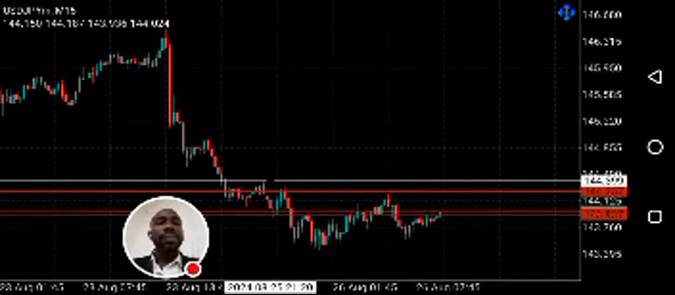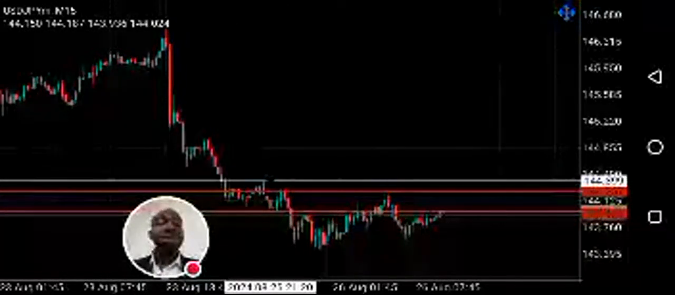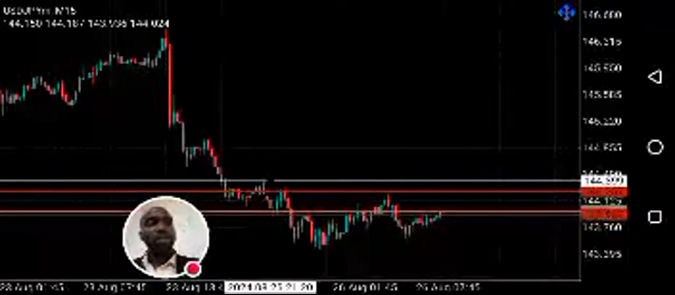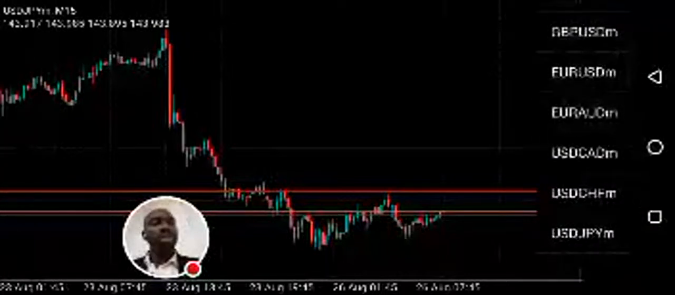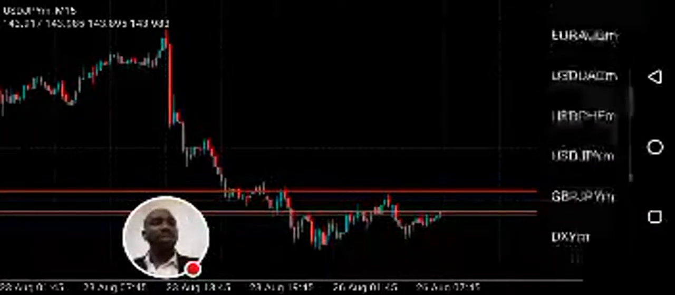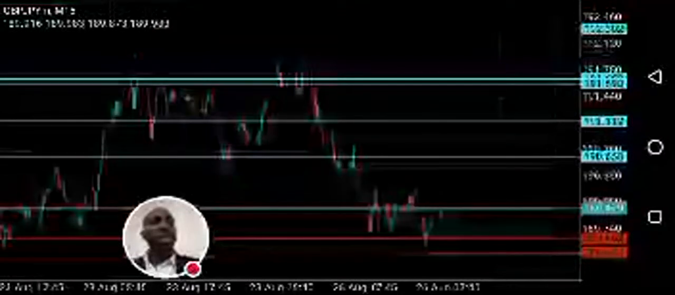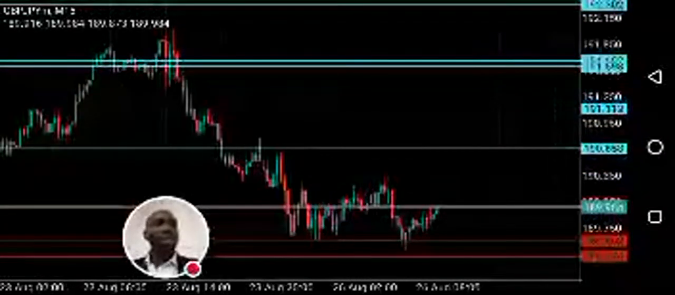My bias on GBPJPY is, USDJPY sorry, is bullish. Same for GBPJPY. If you go to GBPJPY, it's the same pattern you will find. You can see same pattern. Price has been in the range.